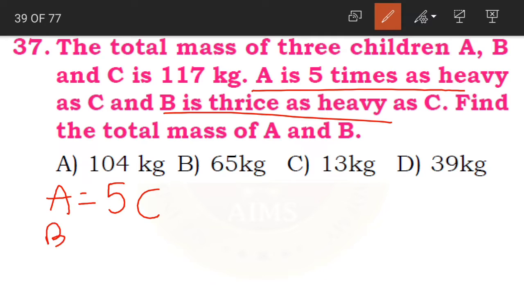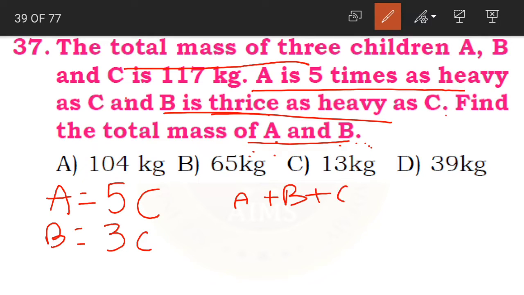B is equal to what? B is equal to 3C. Thrice means what? 3. 3 into C, 3 into C's weight. Now what should we find out? We should find out A and B, the weight of A and B. We are given that the total weight of A, B and C is equal to 117 kilos. Yes children. Now if you look at these two here, see, A is nothing but what?